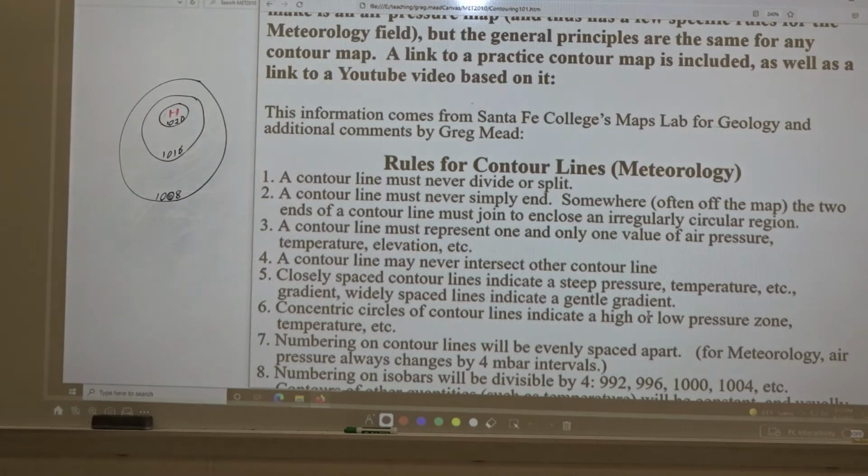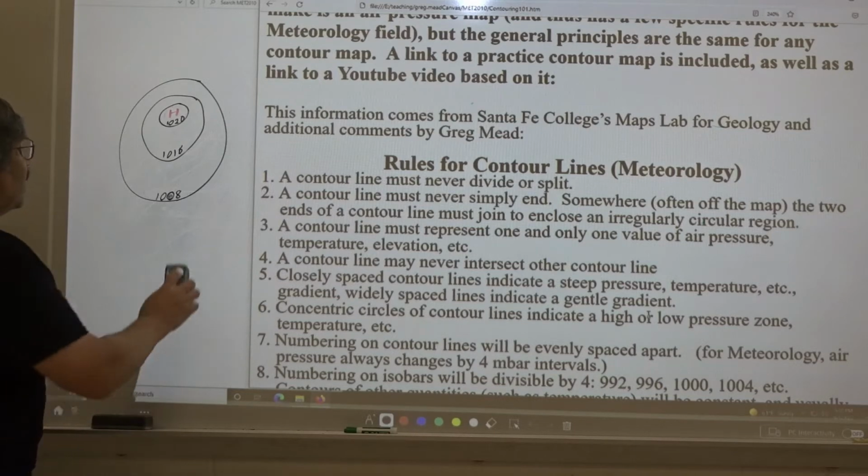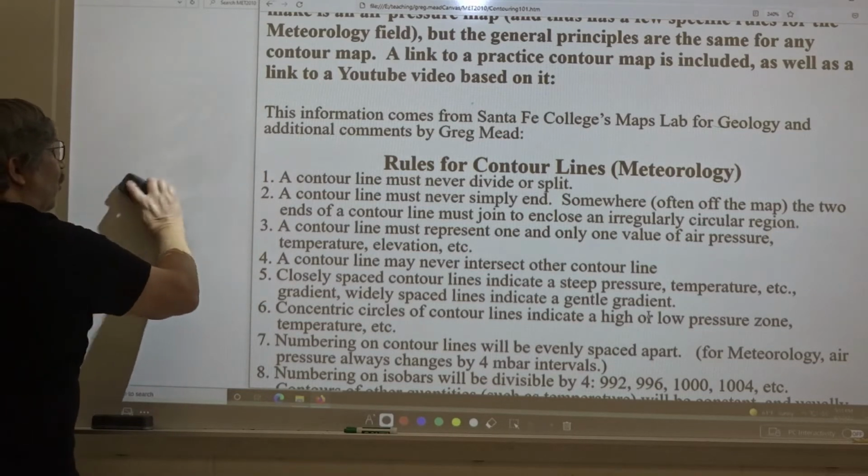If this was elevation and you were going from 1008 feet to 1016 to 1012, oh, and I left one out, I left out 1012. If you were increasing in elevation, obviously that would be a hill. If you were decreasing, that would be, in Florida, something like a sinkhole or some lower point of elevation.